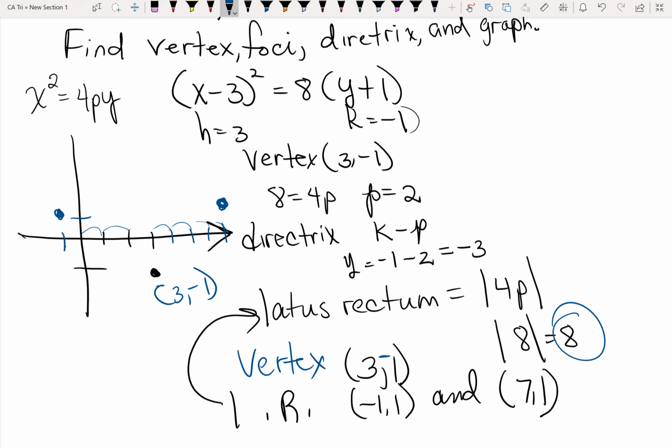Our directrix is at negative 3. So let's see, this is the directrix here. Okay, and we draw our picture. One like this, one like this. The focus is at (3, 1), so this is the center value here for the focus. And there's our latus rectum.